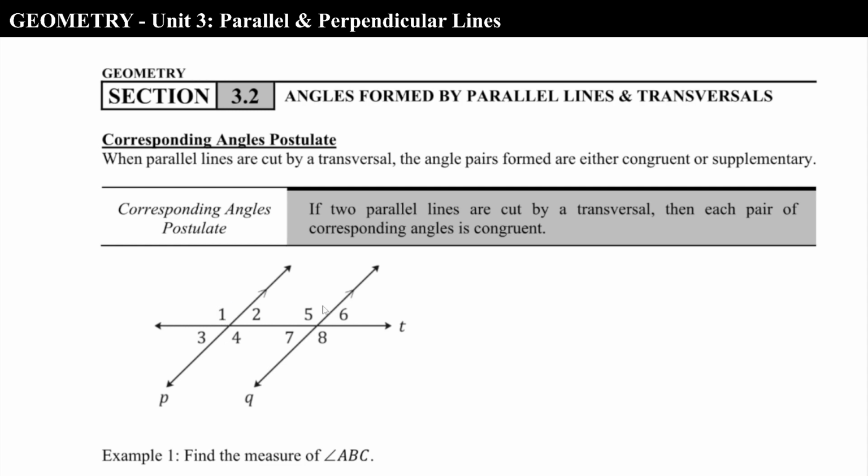Well, we're looking for angles that are in the same slot. So angle 1 is in the same slot as angle 5. Angle 2 is in the same slot as angle 6. So we've got upper left, upper right, lower left, lower right. So we can say that angle 1 is congruent to angle 5. Angle 2 is congruent to angle 6. Angle 3 is congruent to angle 7. And angle 4 is congruent to angle 8.